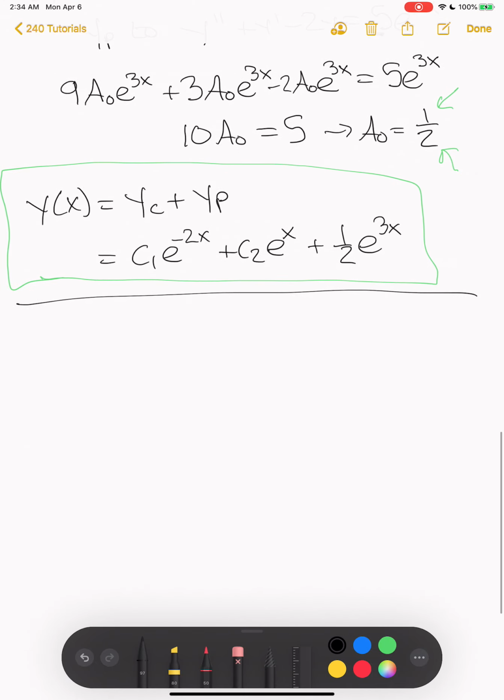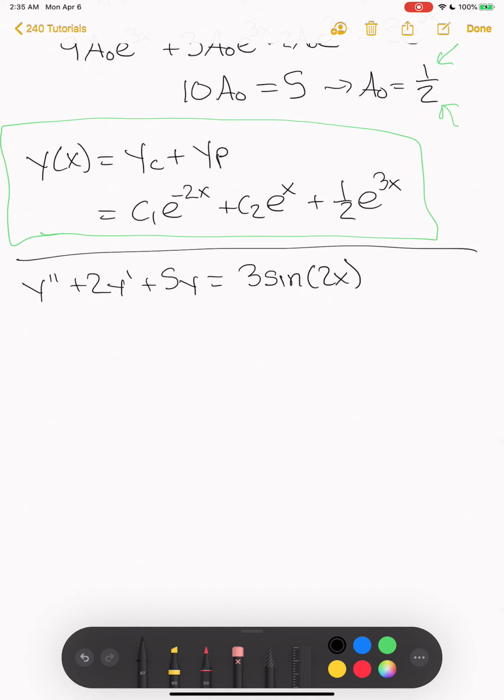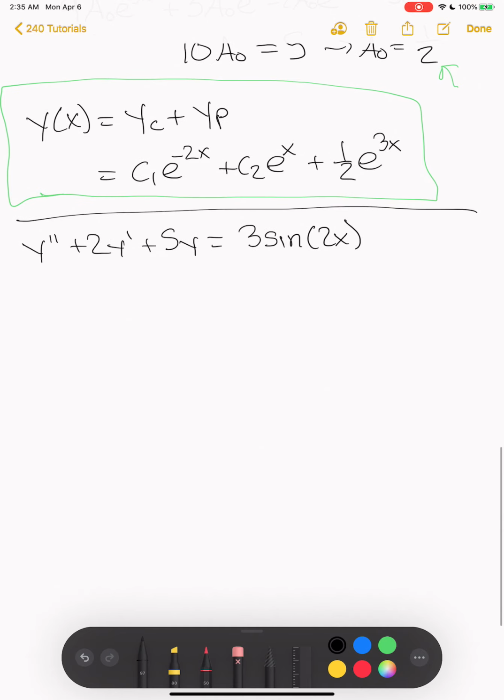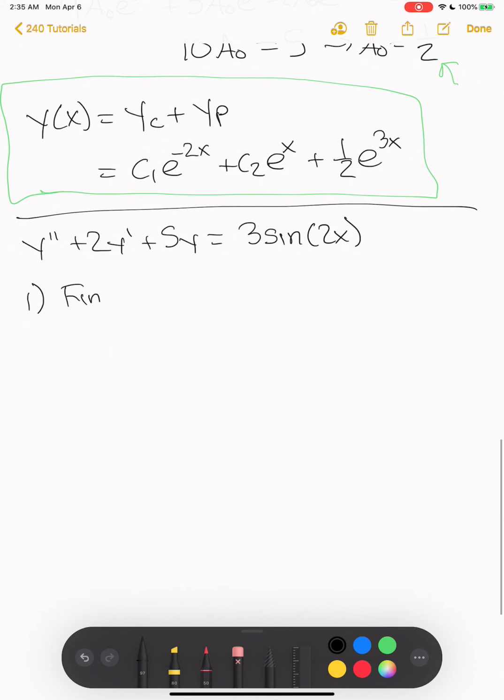So our next example, let's do y double prime plus 2y prime plus 5y is equal to 3 sine of 2x. You might look at this polynomial on the left-hand side and already know that we're going to have imaginary roots, but we'll go ahead and go through the steps anyway. So I need to find my complementary function, which means solve the homogeneous equation.